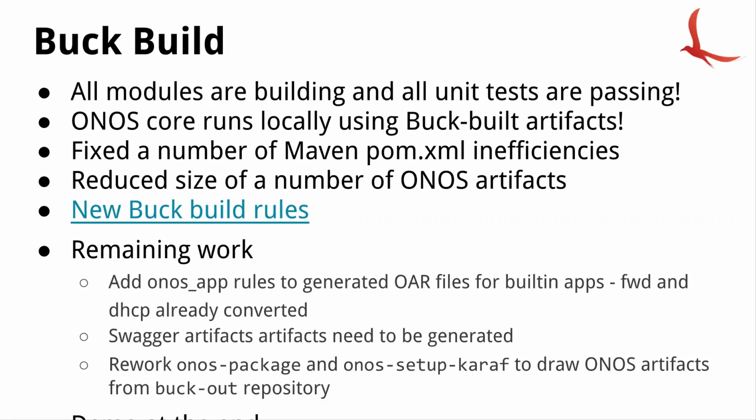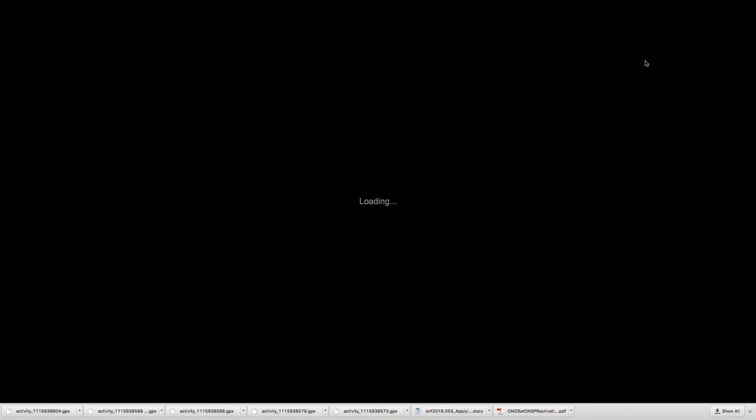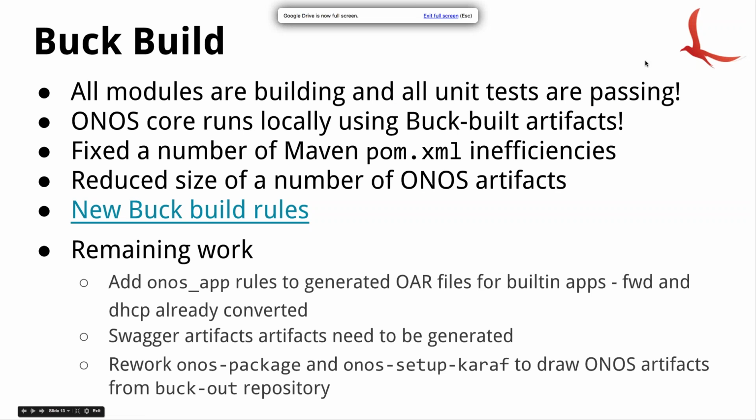So basically right now, ONOS setup graph and ONOS package draw from the M2 repo. The idea, the last bullet, is we want to draw from the Buck artifacts more directly. It'll make ONOS package and ONOS setup graph a lot faster. It'll also take the local M2 repo out of the loop entirely.